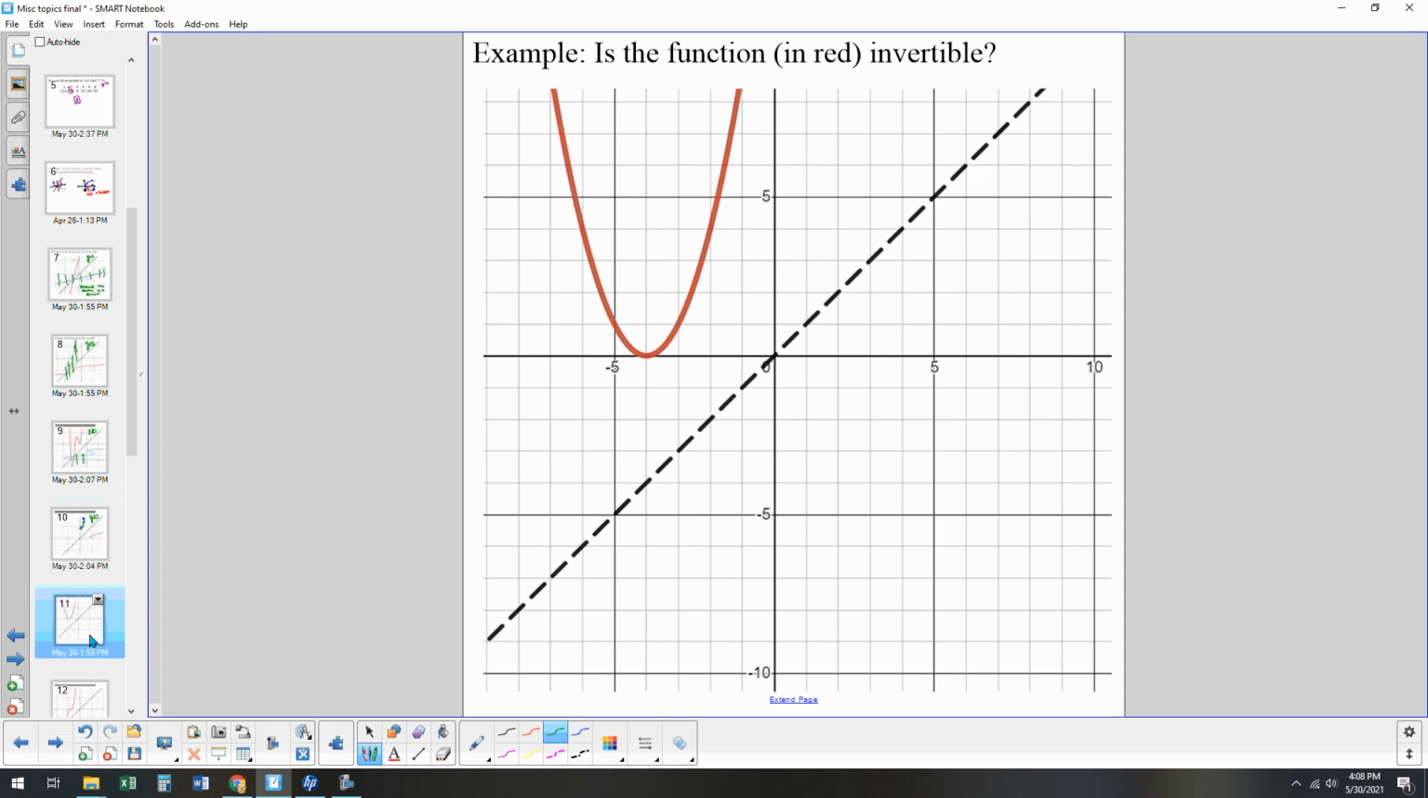Here we have a quadratic. If I were to graph the inverse, we're at (-4, 0), so we're going to go (0, -4), and then we're going to go like this. And I can see already that it does not pass the vertical line test. It touches at least twice every time. So this is no.